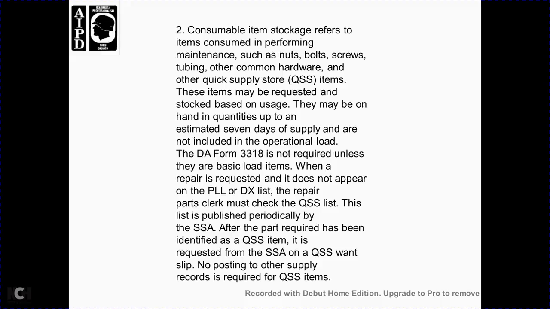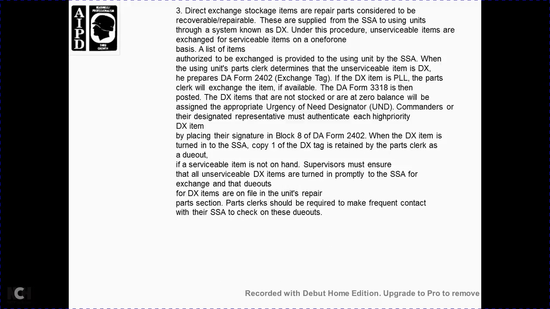The DA Form 3318 is not required unless the basic load items are requested that do not appear on the prescribed load list, or the direct exchange load for the repair parts. The use must be checked against the QSS list, which is published periodically by the SSA after the part required has been identified. For the QSS item, the request to the SSA with the QSS slip is one for one. No posting to other supply records is required for the QSS item.